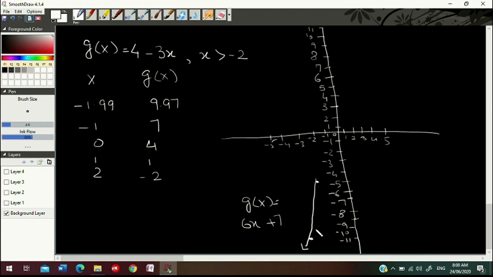And for the second equation, which values do we have? For 0, we have plus 4. For 1, we have plus 1. And when x is equal to 2, g of x is minus 2.